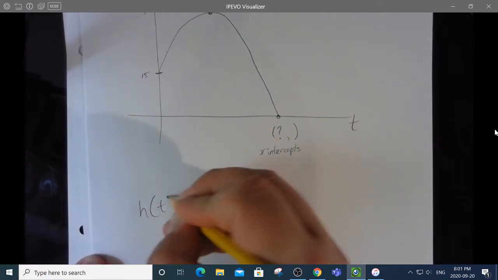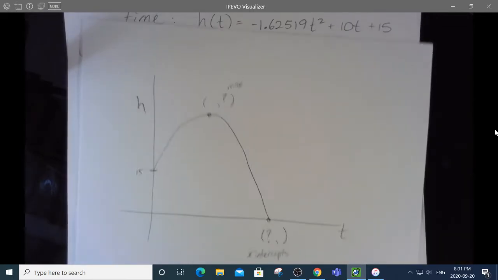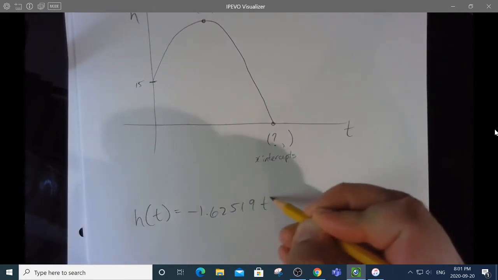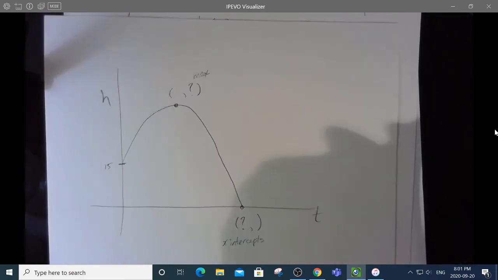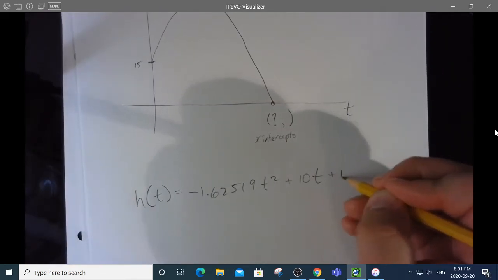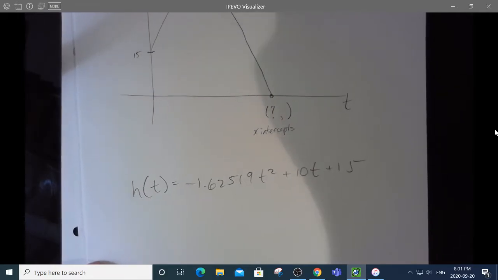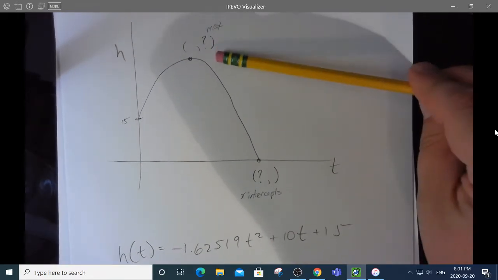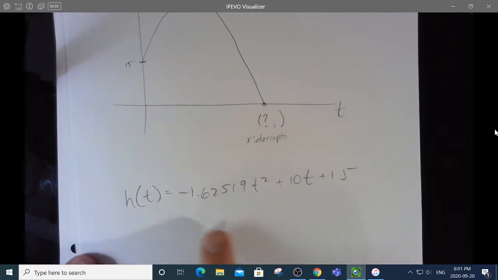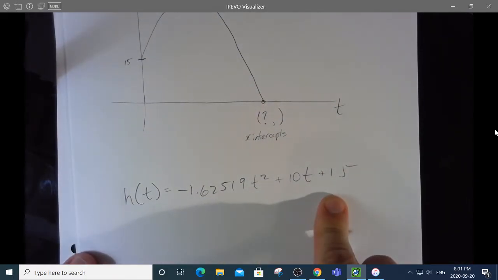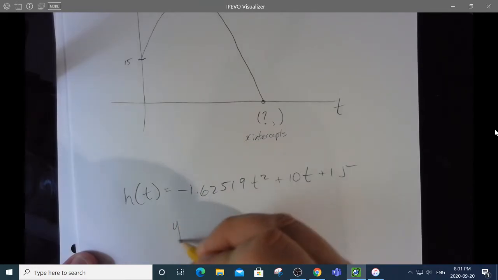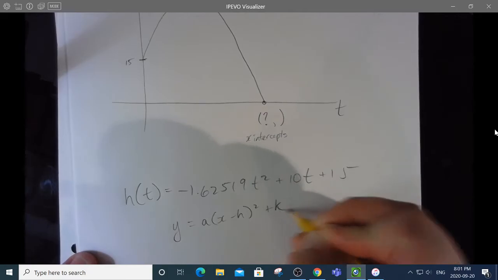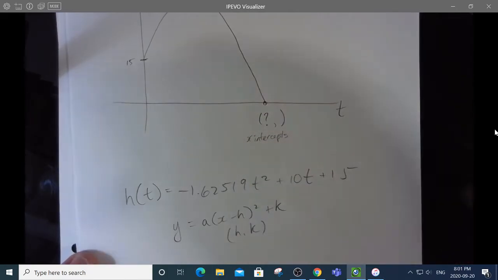And again, let's write the equation down again. It's h of t is equal to negative 1.62519 t squared plus 10t plus 15. That is not going to be a fun equation to do this the way that we did it in grade 11. Because remember, there's two strategies for finding the vertex. I could complete the square with this and put it into y equals a times x minus h squared plus k form, and then hk would be the vertex.